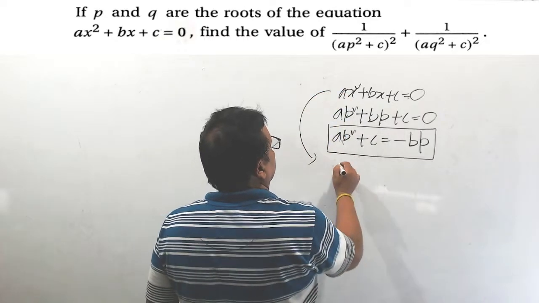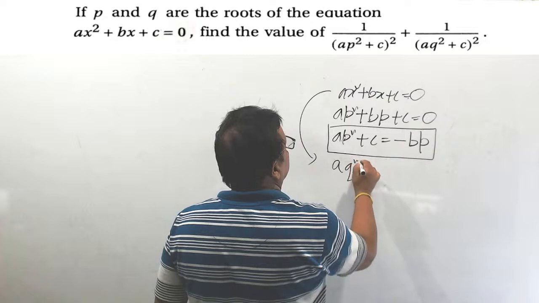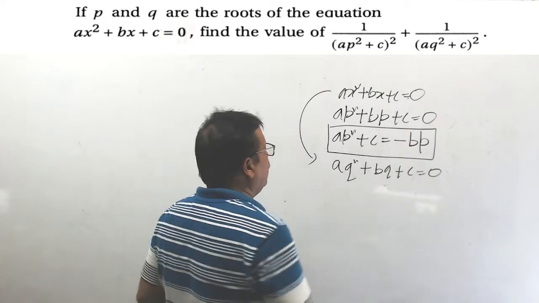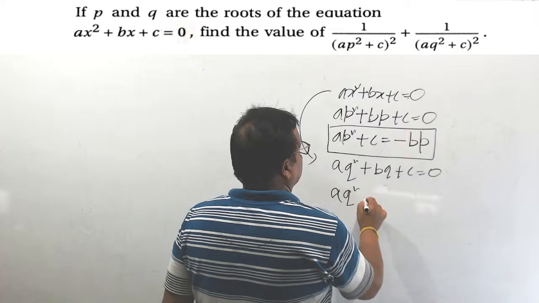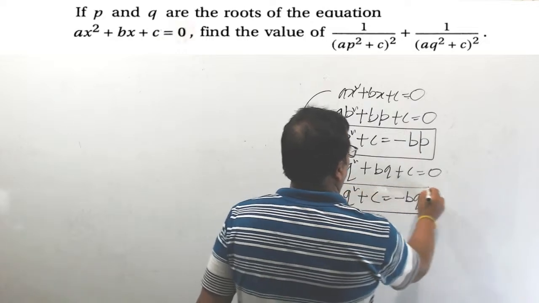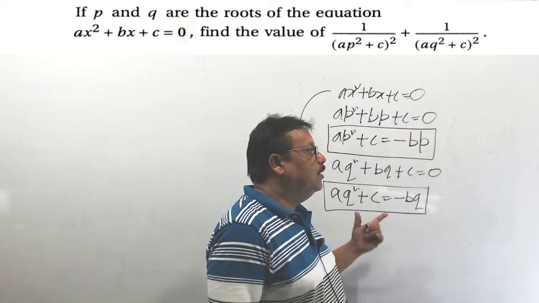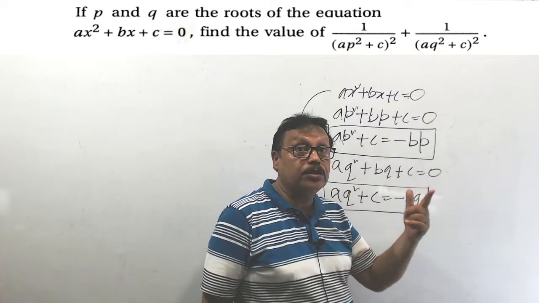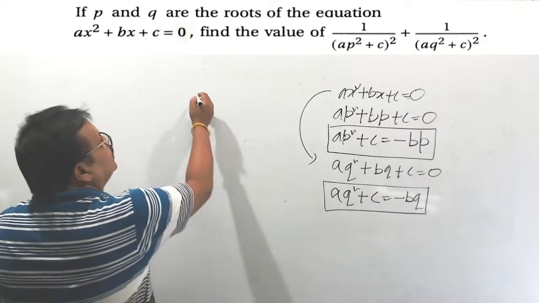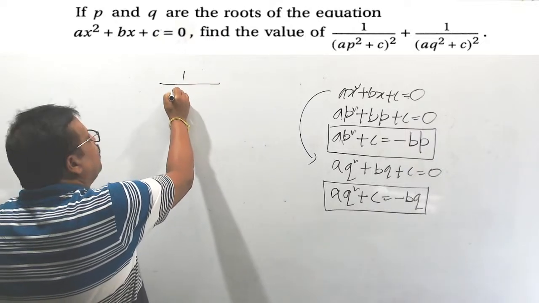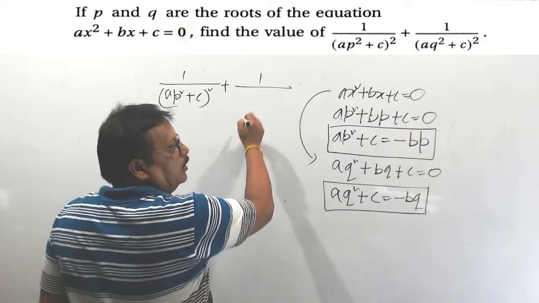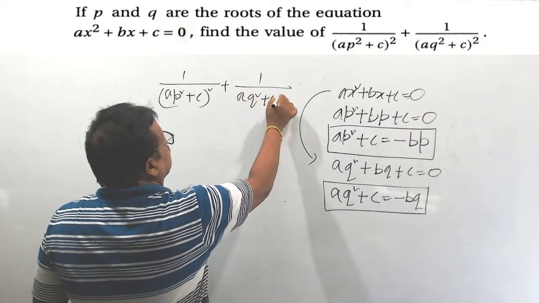Again, since Q satisfies this equation, aQ square plus bQ plus c equals 0, then aQ square plus c is equal to minus bQ. Understood? That is, you got the values of aP square plus c and aQ square plus c. This is the trick. Understood? So, how will you simplify this one? I will not do it. You will complete it.